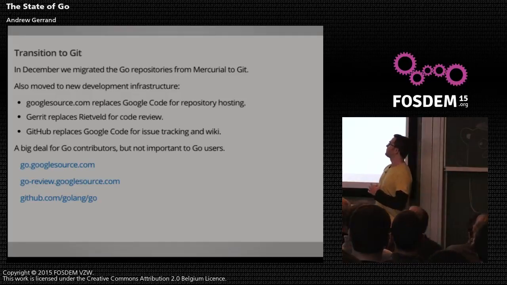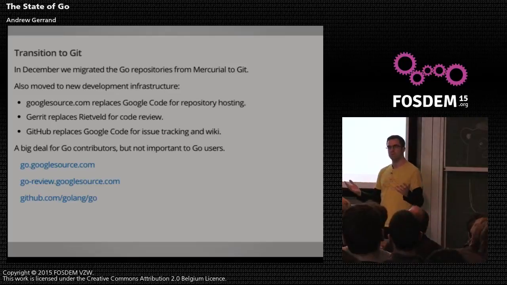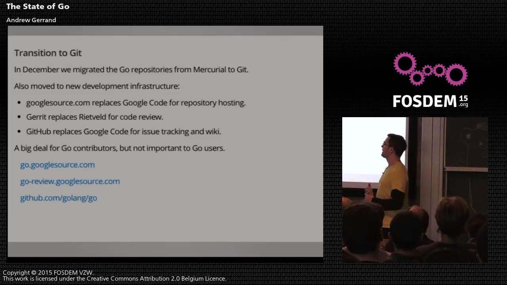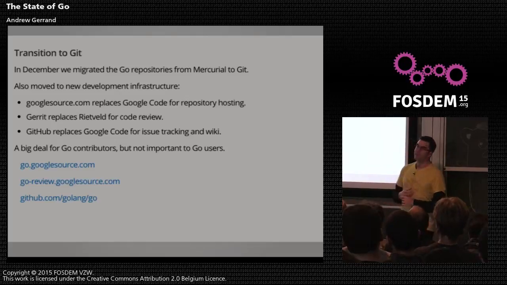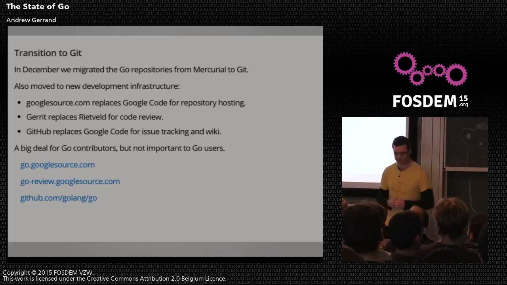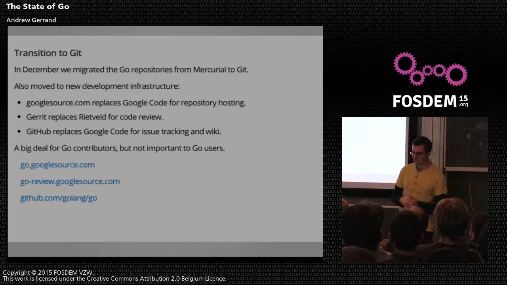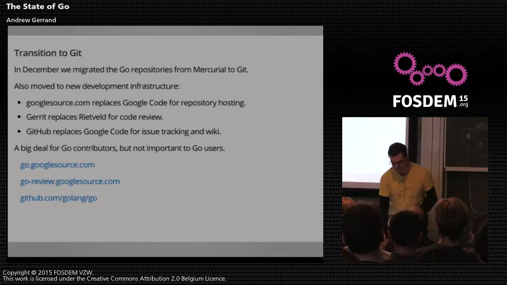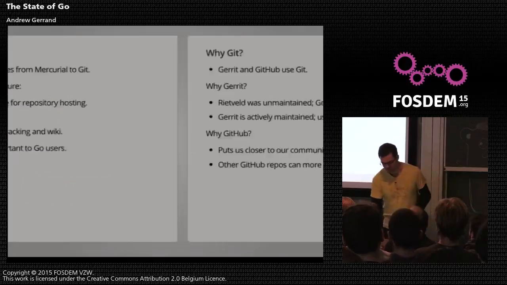So we're still serving our main repository with Google technology. Instead of Google Code, we're using googlesource.com, which is the same primary repo for Chrome and Android. And we're using Gerrit instead of Rietveld for code review, which is also coupled with that source code service. And we're using GitHub instead of Google Code for issue tracking and the wiki. And this is a big deal for Go contributors and some Go users, but for most Go users it's not really a big deal. It doesn't really affect how you use Go or what Go is about. But those are the URLs.